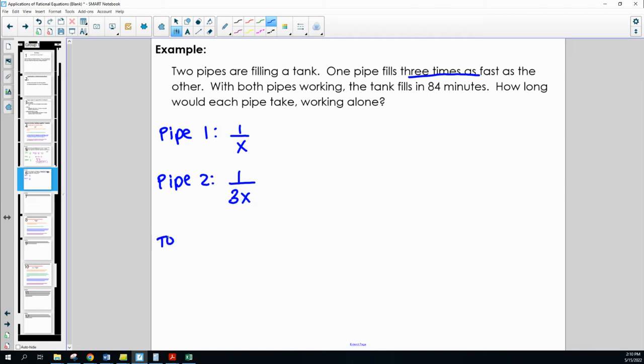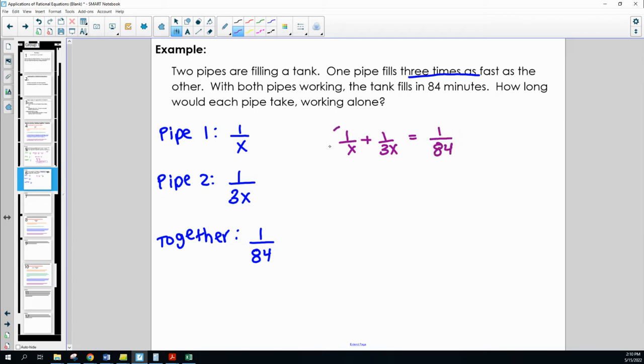So now together, they take 84 minutes, so one job over 84, right? They're filling a tank. That's the number of jobs. So now we're going to add these together. 1 over x plus 1 over 3x, so pipe 1 plus pipe 2 equals together 1 over 84.